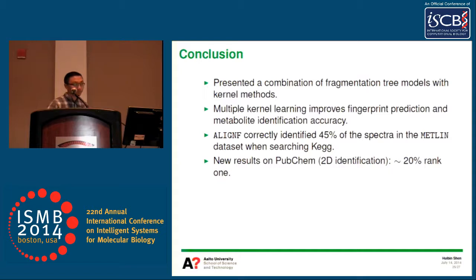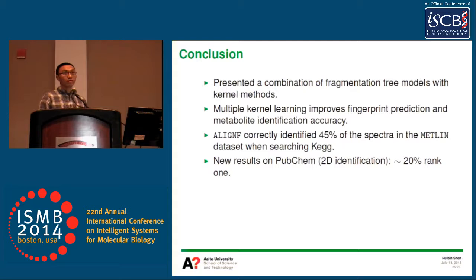So to conclude, we presented a combination of fragmentation tree models and the kernel methods, and we get a lot of improvement. We get this fingerprint prediction improvement a lot by using multiple kernel learning, and for identification, the LIF method can correctly identify 45% of the spectra in the Metlin data set when you're searching the CAC.